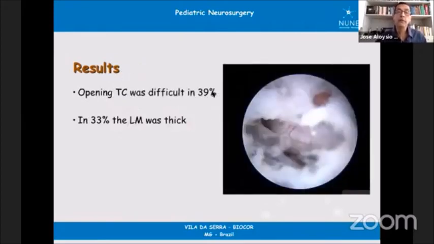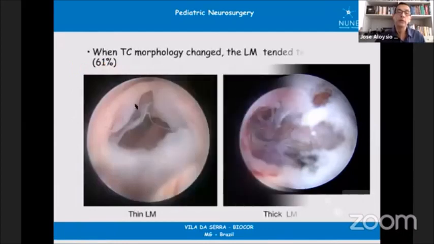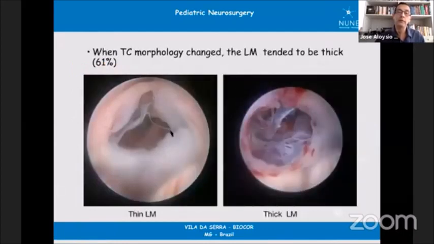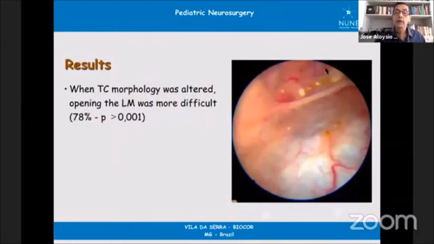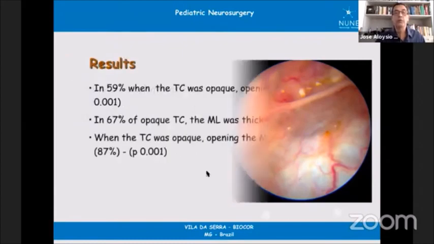Opening the tuber cinereum was difficult in 39% of all cases. So in all surgeries, 39% it was difficult to open the tuber cinereum, not the Liliequist membrane yet. And in 1/3 of the cases, the Liliequist membrane was thick like that. So this is a thin Liliequist membrane. It's easy to work, and this is a thick membrane that's hard. When the TC morphology changed like that, opening the Liliequist membrane was almost always more difficult.